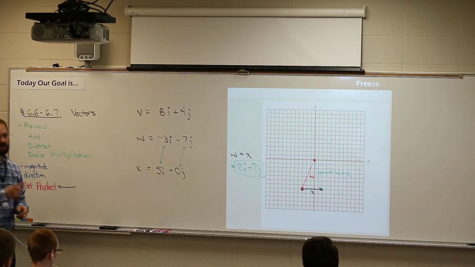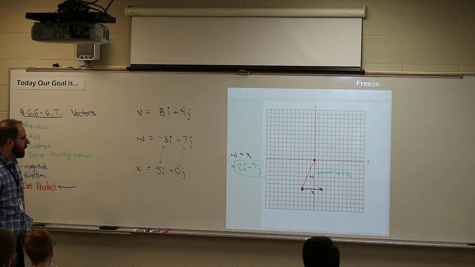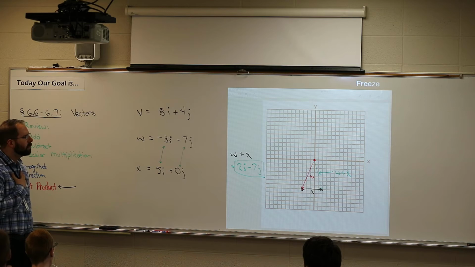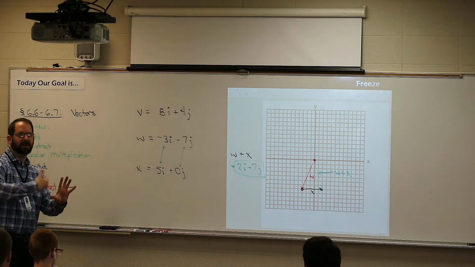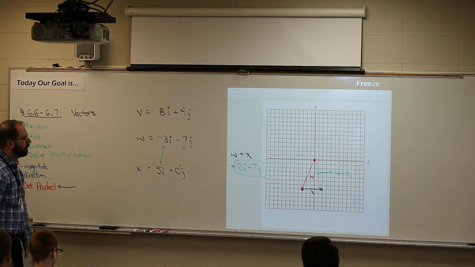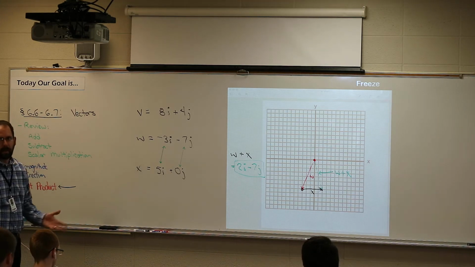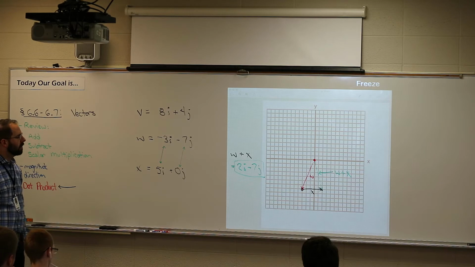Okay, it makes sense how to figure out the final answer. The answer is easy, right? But I think most people always get caught up on the drawing. They're just like, God, how do you draw this stupid thing? You just draw the first one, attach the second one to it. And then the final answer is where you should have ended up at anyway. The shortest path.